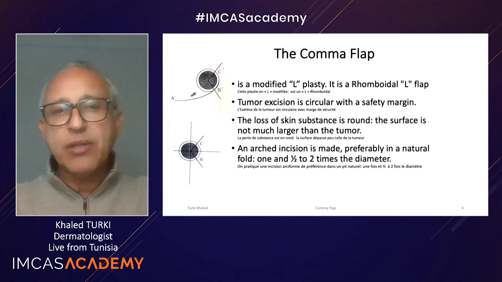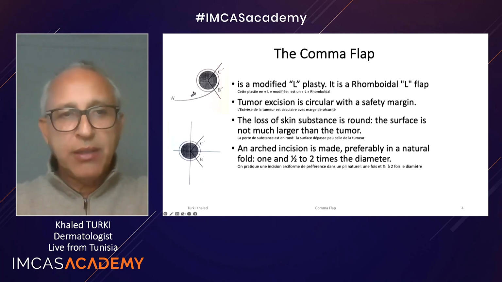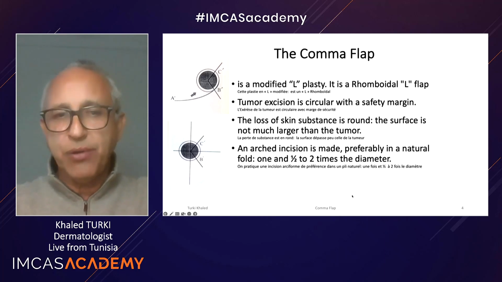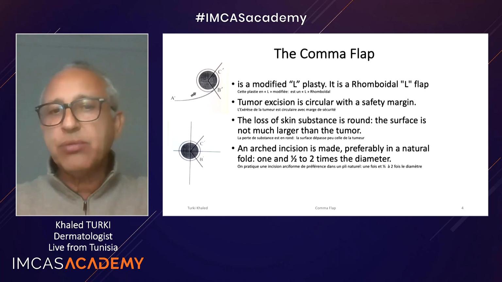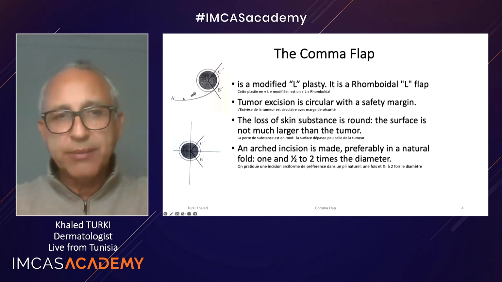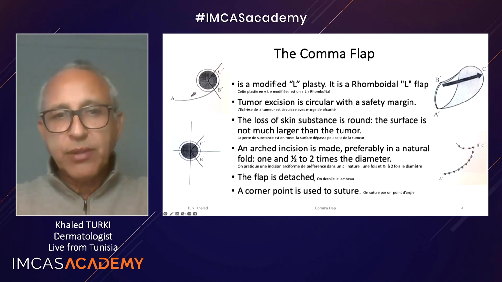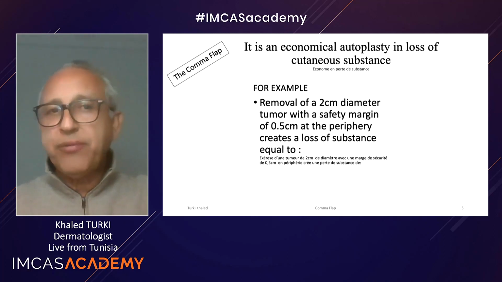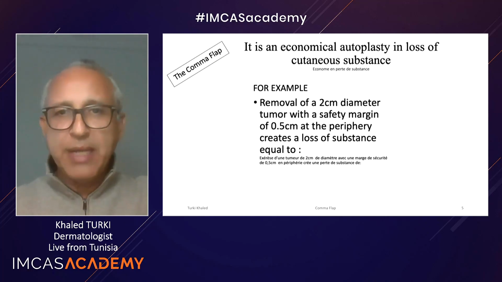An arced incision, like here, is made preferably in a natural fold, 1.5 to 2 times the diameter. The flap is detached and a corner point is used to suture. The comma flap is an economical autoplasty in loss of cutaneous substance.